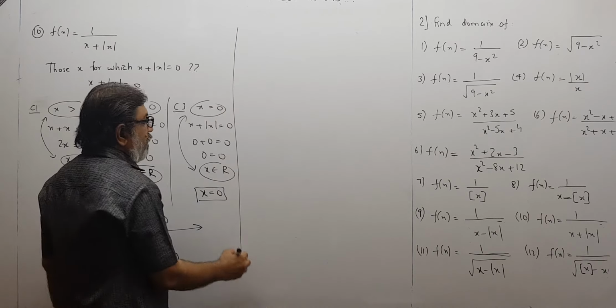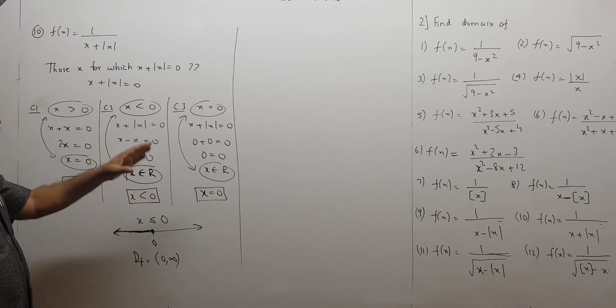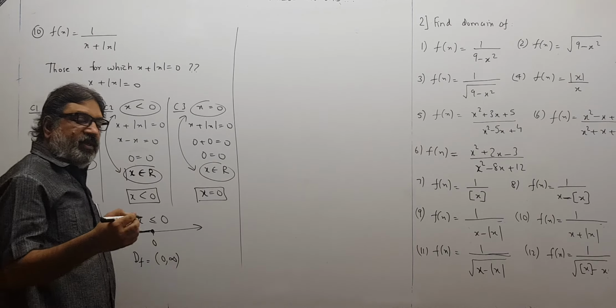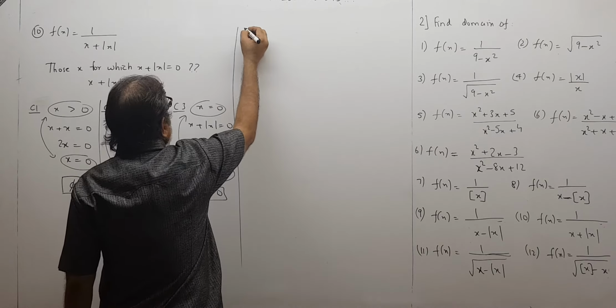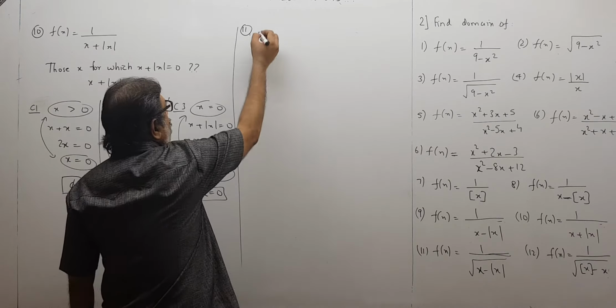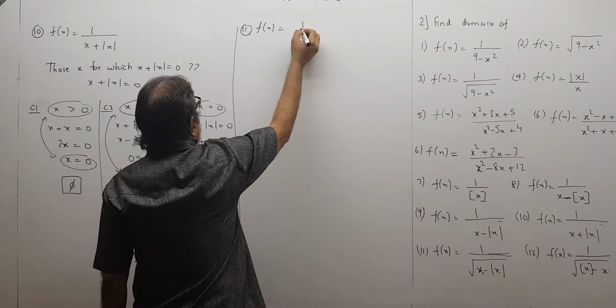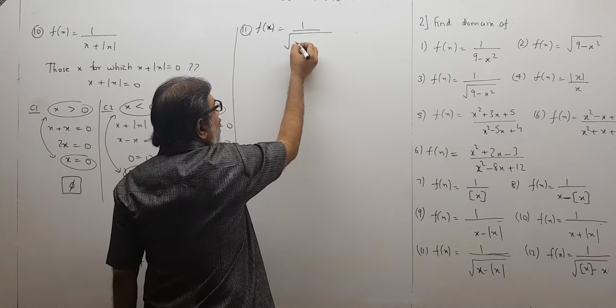Okay. Whenever mod x is involved, you have to split like this and then do x positive, x negative, and x equal to 0. Previous sum also was done like this. Therefore, look at question number 11. 11th is f(x) equal to 1 upon root of x minus mod x.